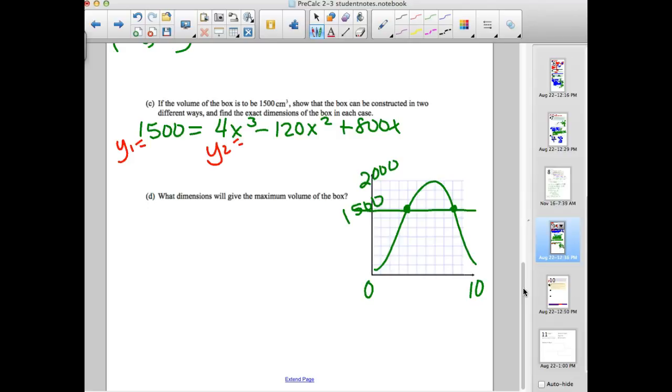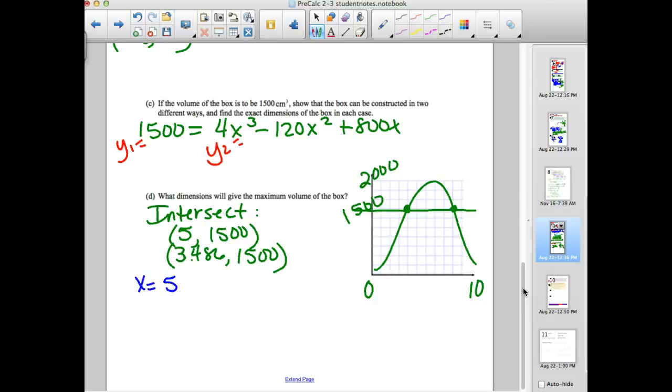Okay, so using an intersect feature, it intersects at x being 5. We get 1,500. And then we have another point of intersection at 3.486, 1,500. All right, so there's two options where we would get a volume of 1,500. One option is we can cut out a square that is x centimeters. So 5 centimeters is our first option.